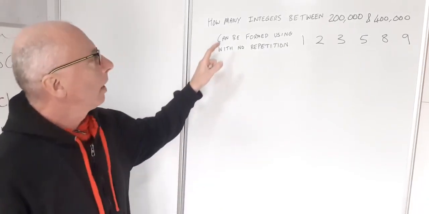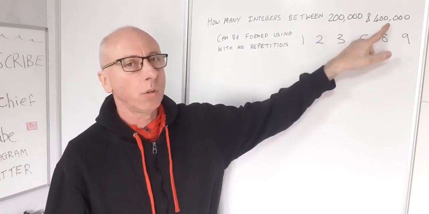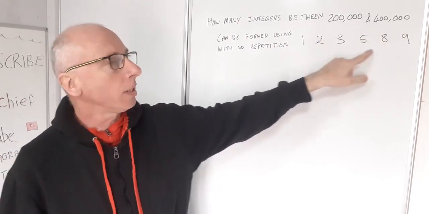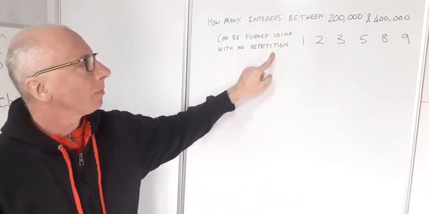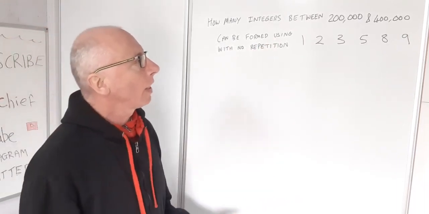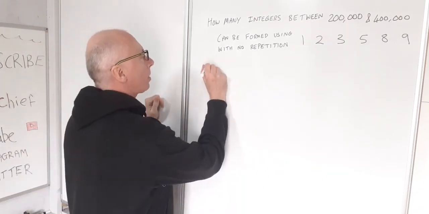Okay, so we've got a question here. How many integers between 200,000 and 400,000, that's these integers here, can be formed using with no repetition? So basically what we've got here is 200,000 to 400,000. So let's just have a look at that.